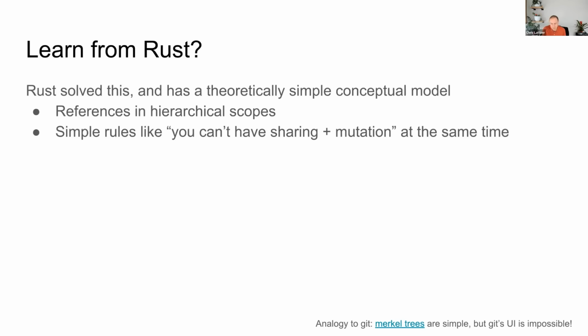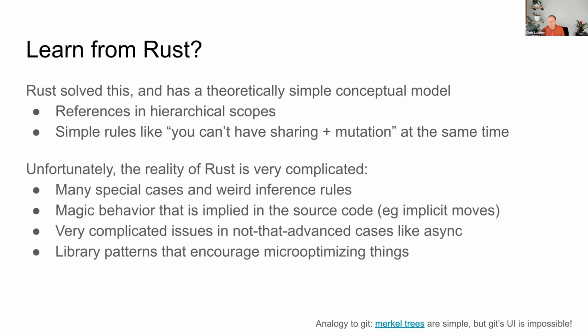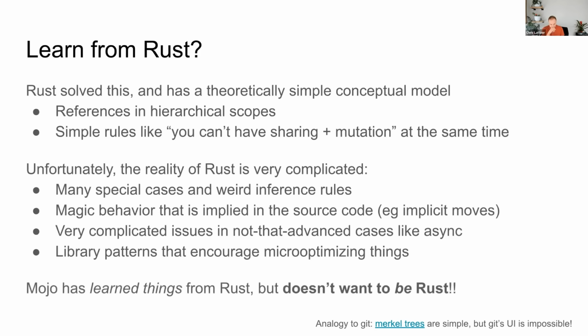And similarly with Rust, that's the challenge, right? Is that the reality of Rust, when you map theory, is it has lots of weird special cases, inference rules, it has magic behavior, the fact that it implicitly moves, it's explainable, but it makes it surprising to people. It really gets unraveled when you start doing async or things like this. This isn't something that I think we want for Mojo. My opinion and perspective on this is that we want to learn a lot of things from Rust, but we don't want Mojo to be Rust.